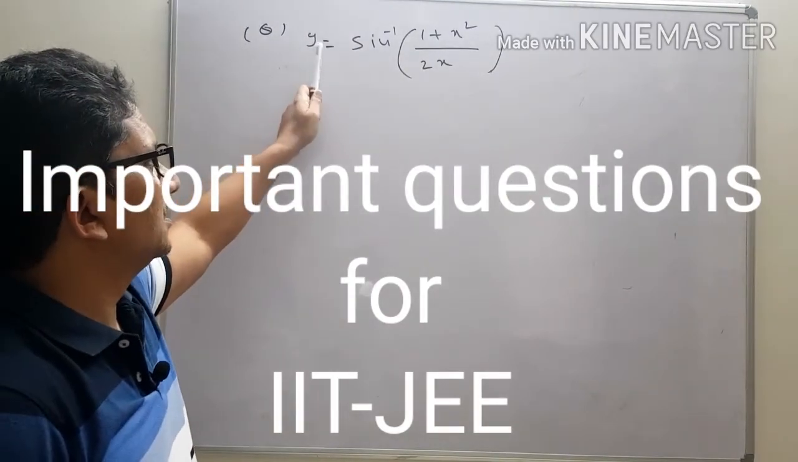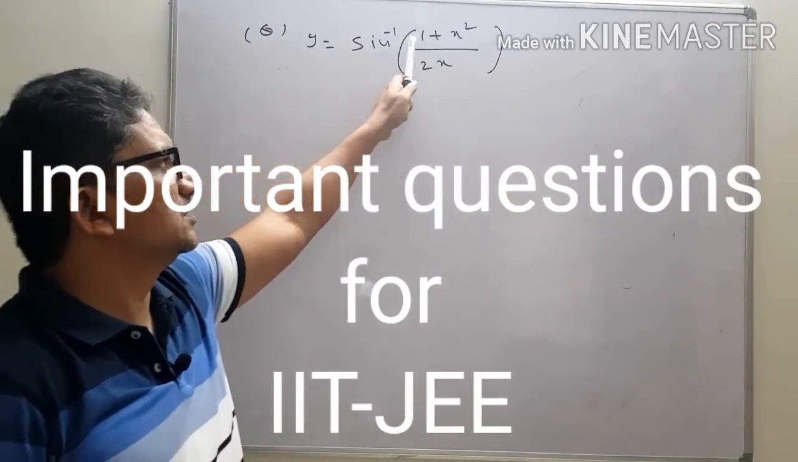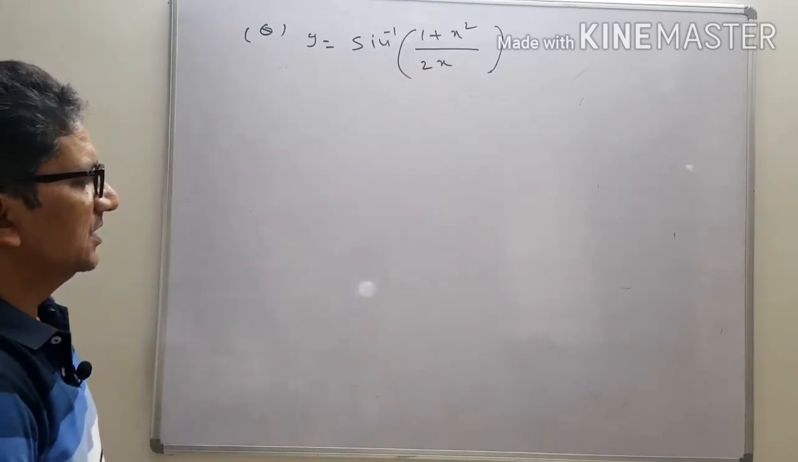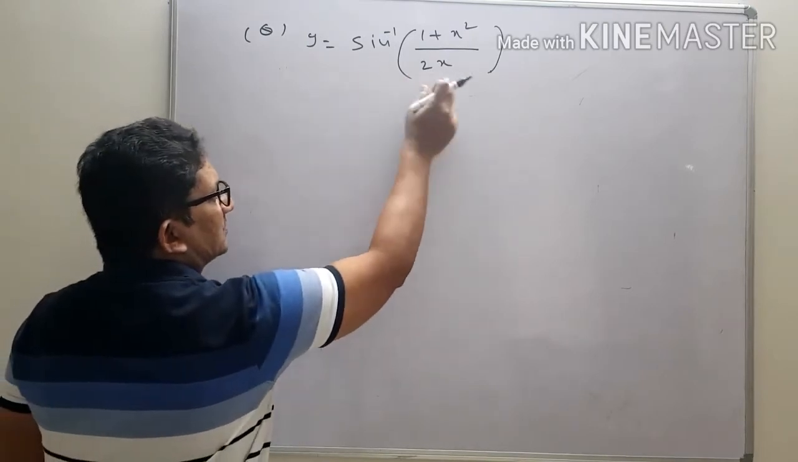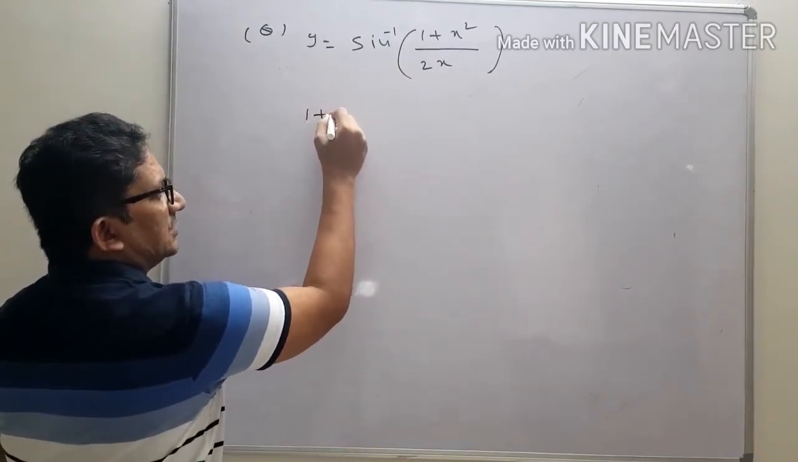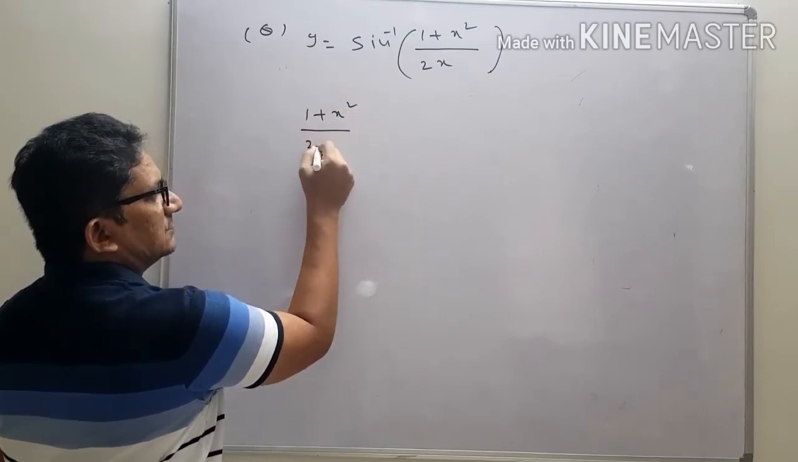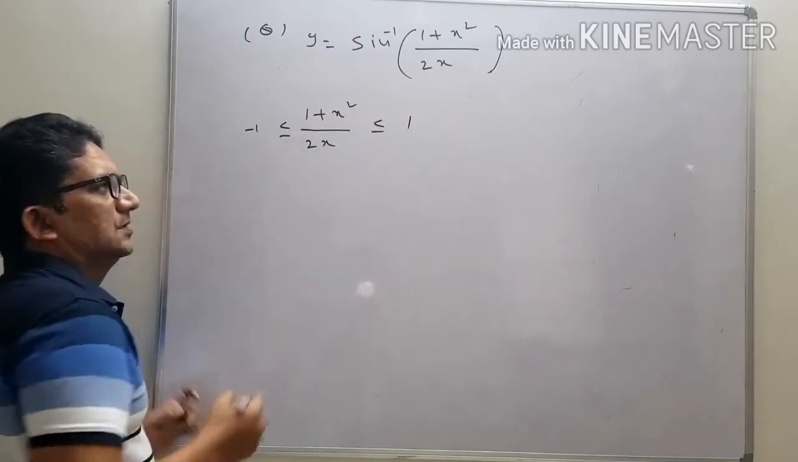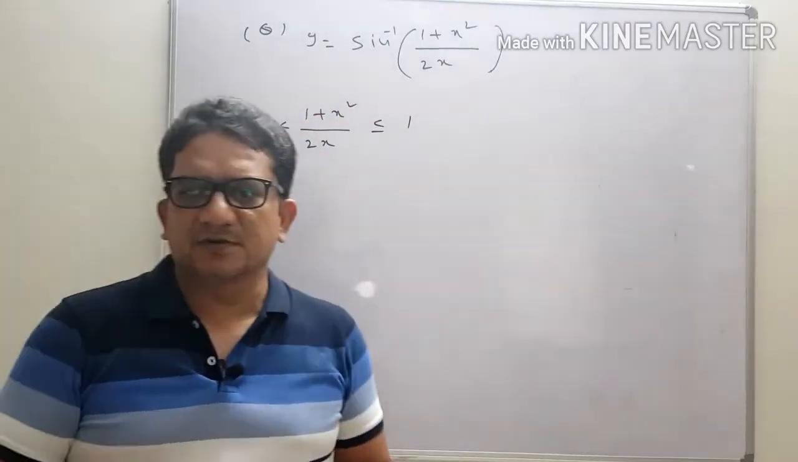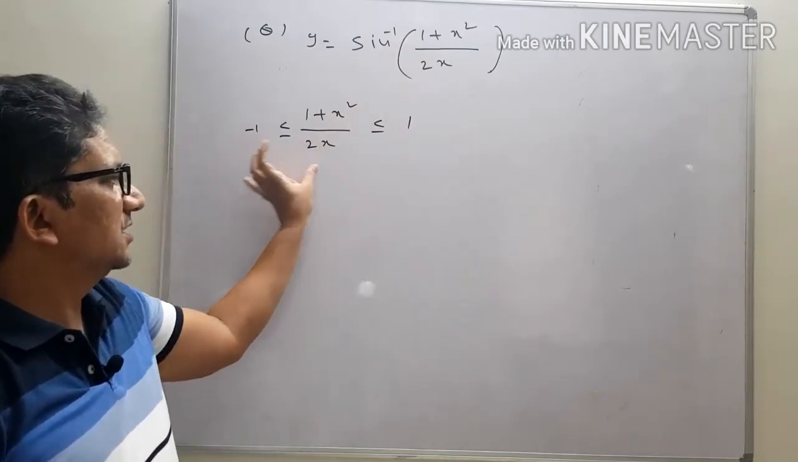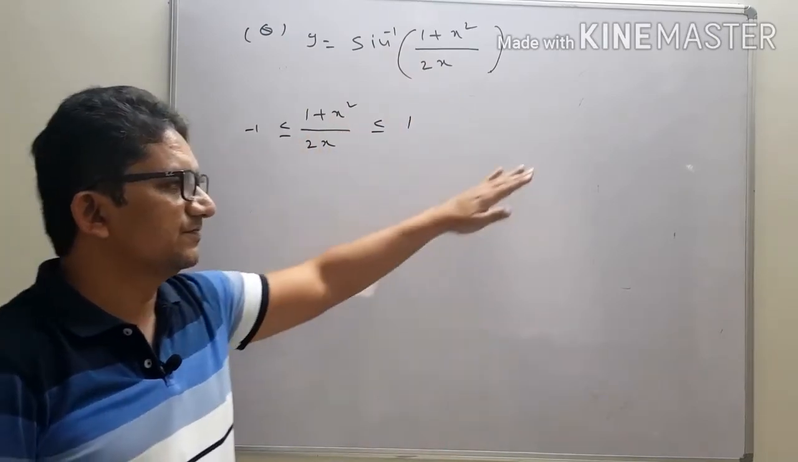Find the domain of y equals sine inverse of (1 plus x square) divided by 2x. We know that whatever function is inside sine inverse should lie between minus 1 and plus 1. Yesterday a similar kind of problem we did by taking 2x by 1 plus x square. There we took two conditions and did the problem.